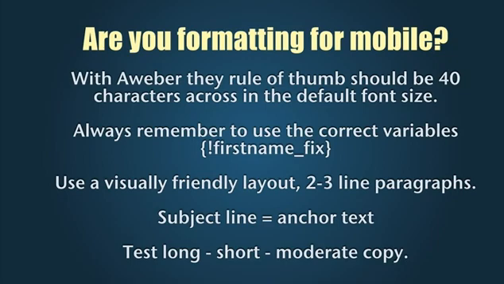Now, whether you're using GetResponse, Constant Contact, whatever you're using, it's important that you use the proper variable. Now, it happens to everybody. If you're typing these in manually, you might screw it up, and somebody's going to get an email that says "first name fix." It's happened to me. It'll probably continue happening in the future. Sometimes when you're doing this fast, it happens. What can I say? But this is a major break point, right?